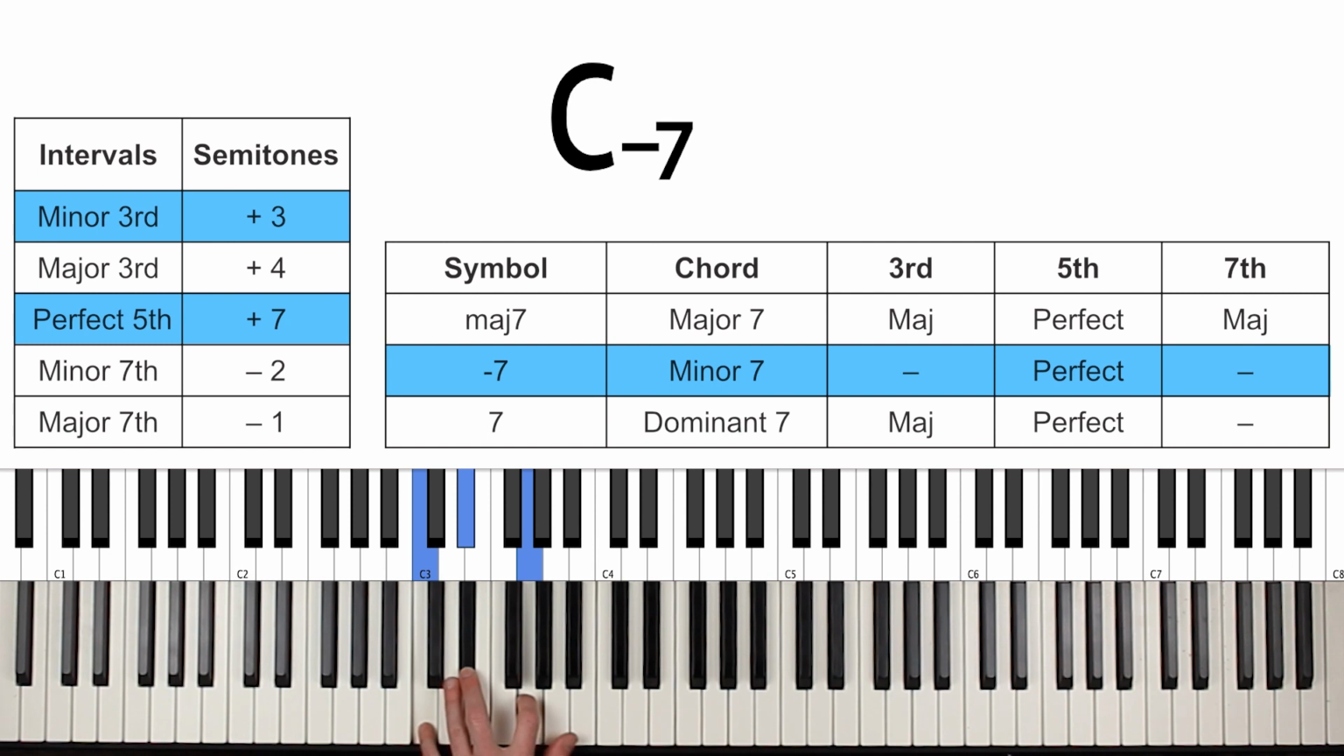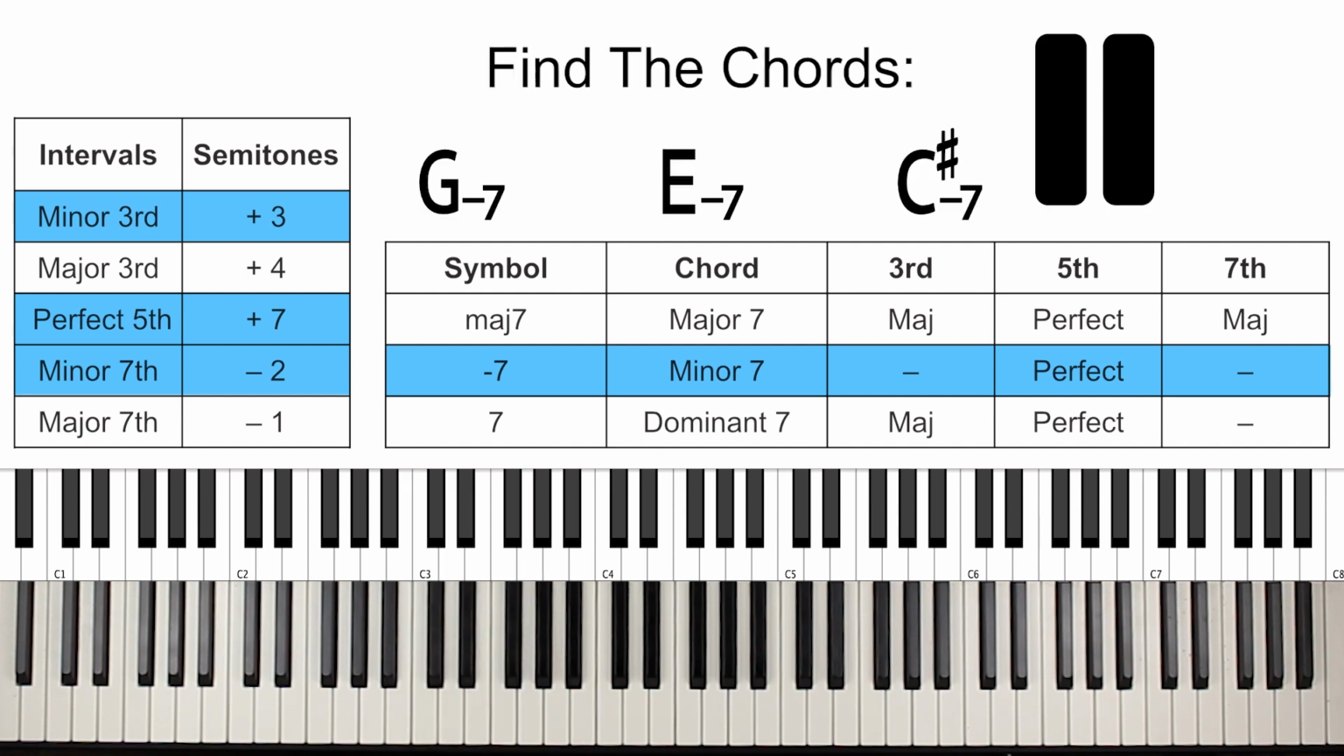And finally the 7th. Minor 7 chords have a minor 7th, which is 2 semitones below the root. So I jump up to this C here and count down 1, 2. And that is a C minor 7 chord. Now let's try and find G minor 7, E minor 7, and C sharp minor 7.